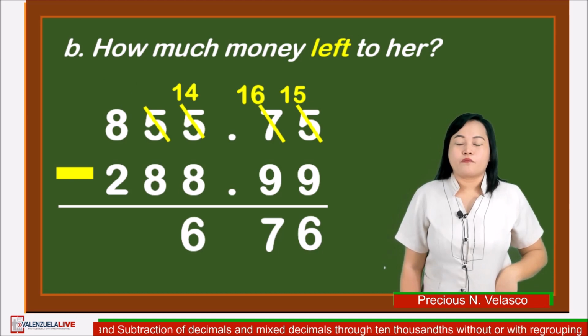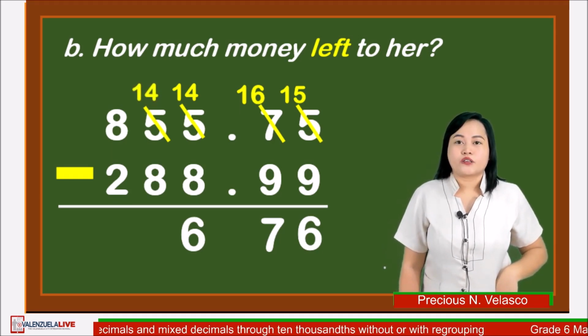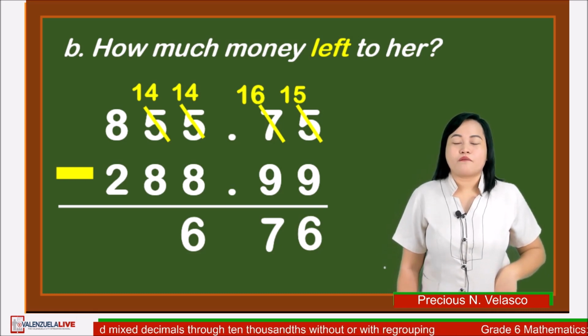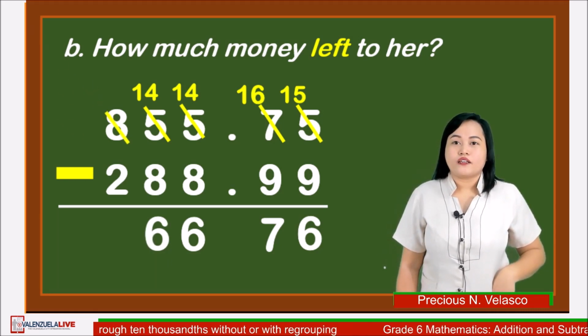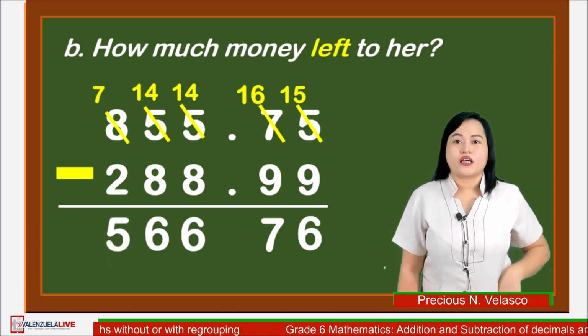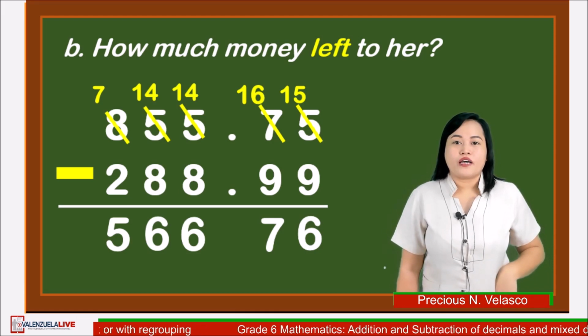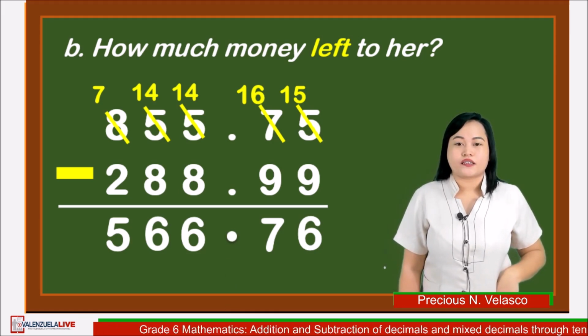And then we are going to borrow again since 8 cannot be subtracted from 4. So this will become 14. 14 minus 8 is another 6. And 8 will become 7. So 7 minus 2 is 5. So the money left to Nanay Dina is 566 pesos and 76 centavos.